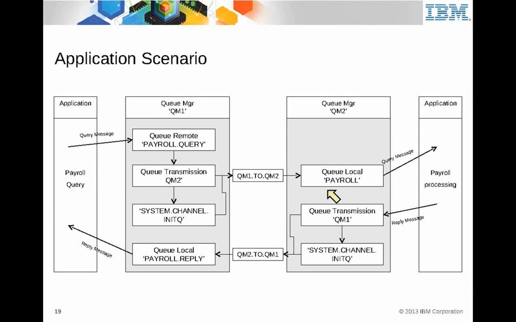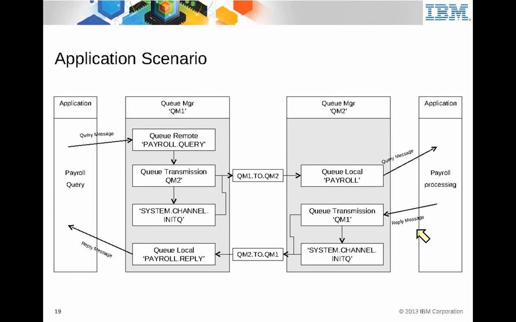And on Queue Manager 2, I put it on a local queue called payroll. Well, that's where my payroll processing application is reading from. So my payroll processing application would read that message, figure out what needed to be done, and send a reply message back.